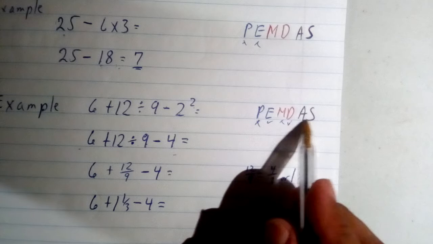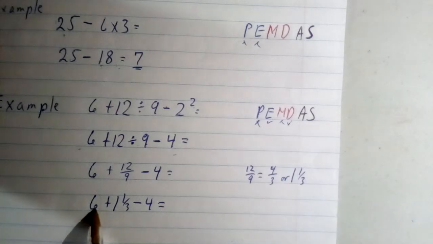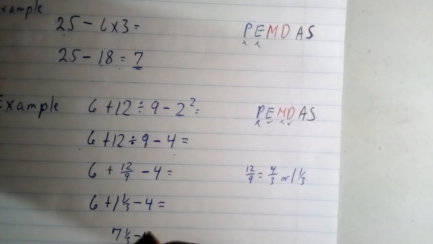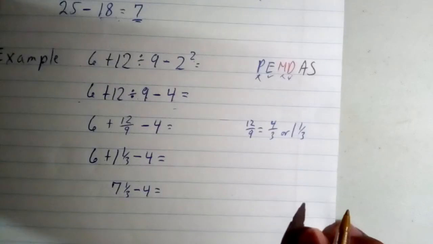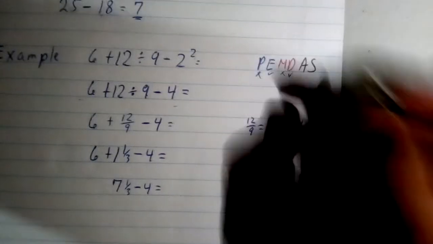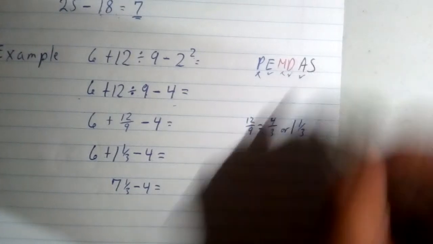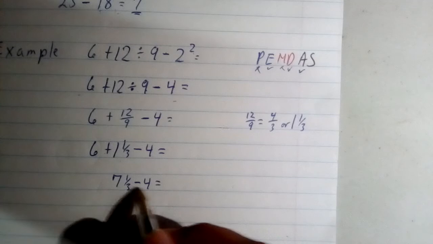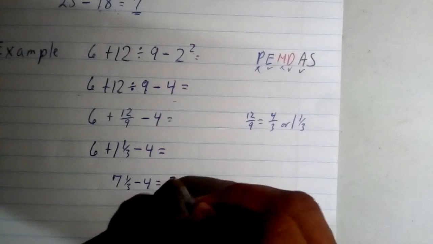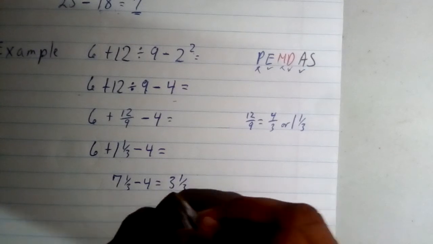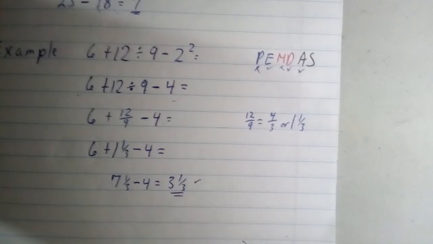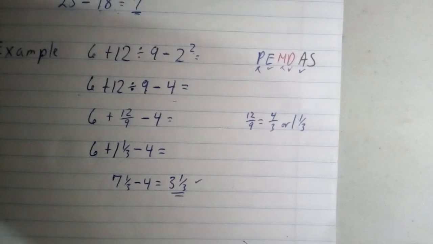So now we're going to go to addition and subtraction. Again, go from your left towards your right hand side. 6 plus 1 and 1/3, that is going to give us 7 and 1/3 take away 4. Alright, and then it's subtraction. There's no more addition, so addition has gone. We're now left with subtraction. 7 and 1/3 take away 4 is going to give us 3 and 1/3, and that's our solution. Okay, so that's our solution for that problem there.